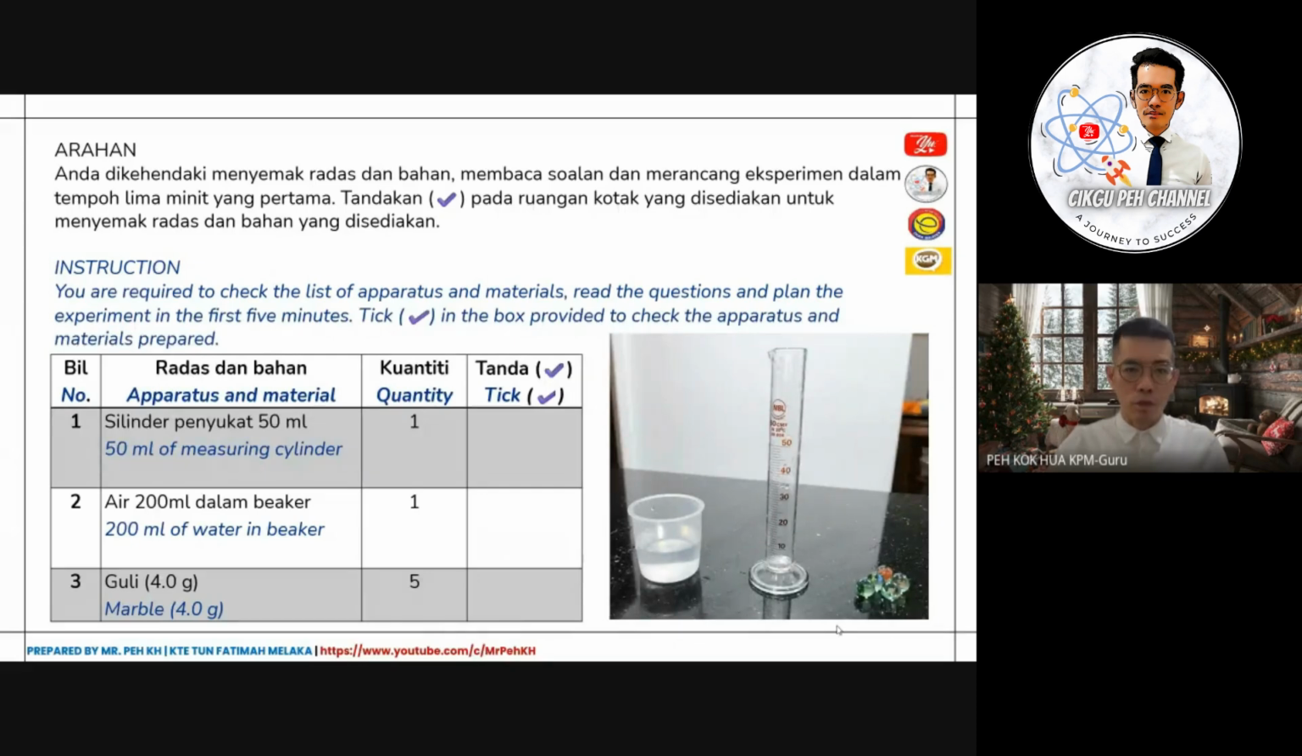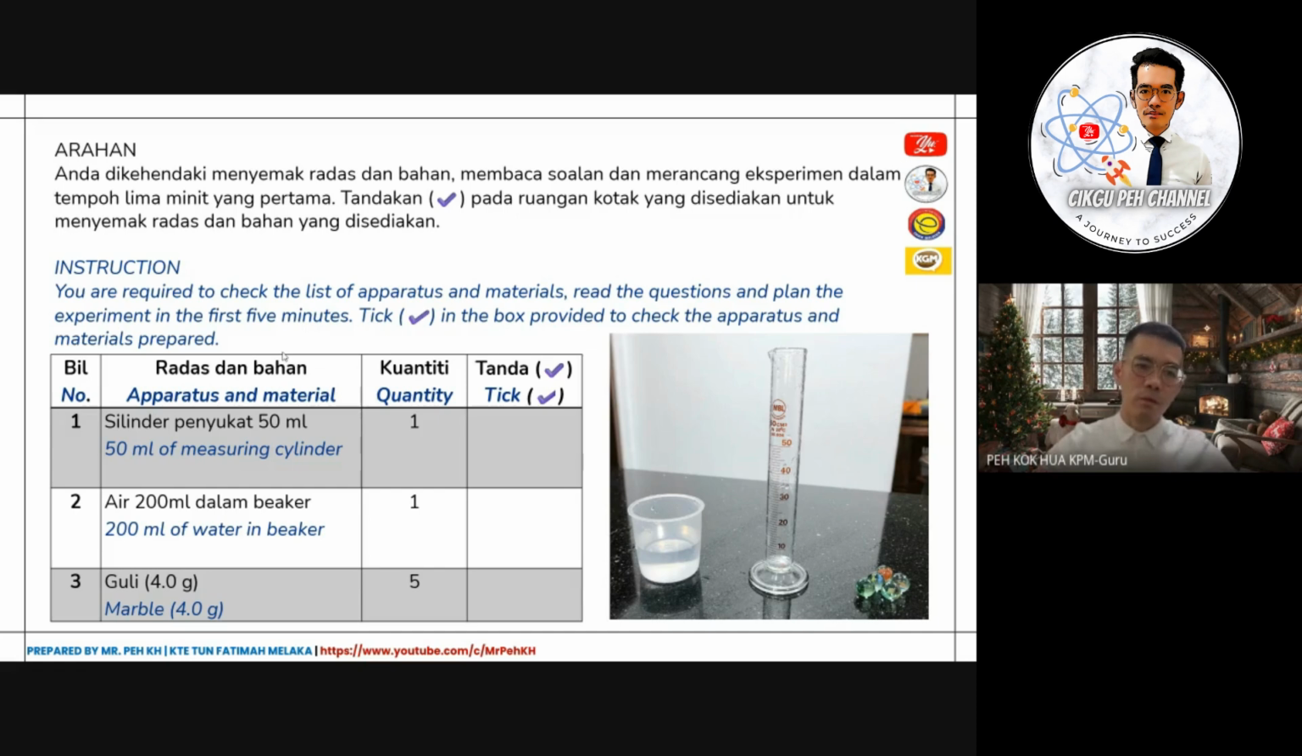Okay, so this will be the instruction. Basically, you will see the question like this. You are requested to check the list of apparatus and material. Read the question and plan the experiment in the first 5 minutes. Tick in the box provided to check the apparatus and material prepared. Basically, the duration for candidates to answer Paper 3 is about 45 minutes, and in the first 5 minutes, students need to check the apparatus. Is all of the apparatus or material functioning well and sufficient according to the list?